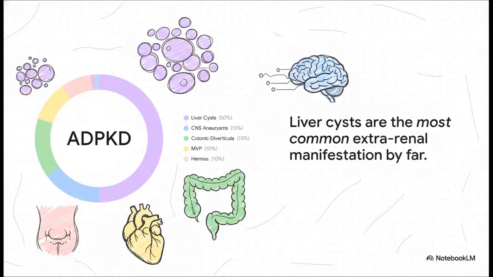It's so important to remember that ADPKD isn't just a kidney disease. It's a systemic disorder. By far the most common issue outside the kidneys is liver cysts, but you also see a higher risk of brain aneurysms, which can be devastating. Other associations include colonic diverticula, mitral valve prolapse, and various hernias. This is all part of the same underlying connective tissue problem caused by the faulty polycystin protein.